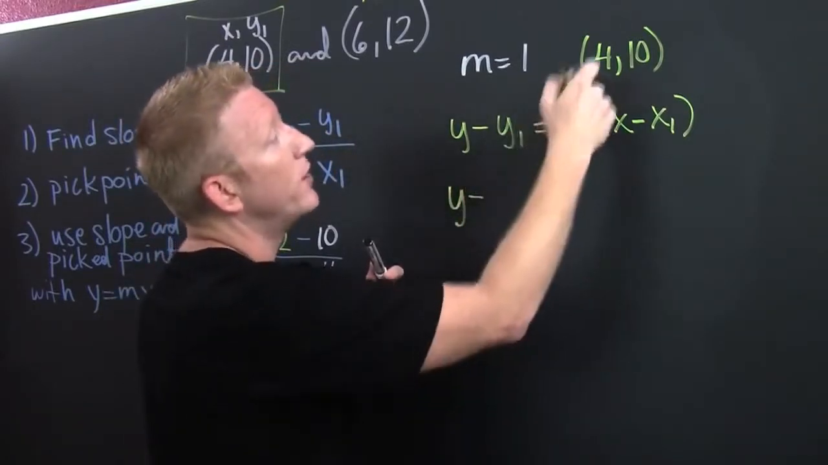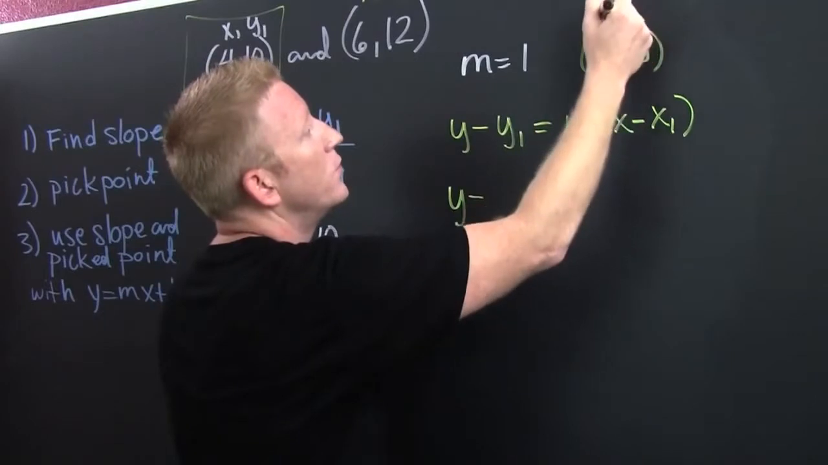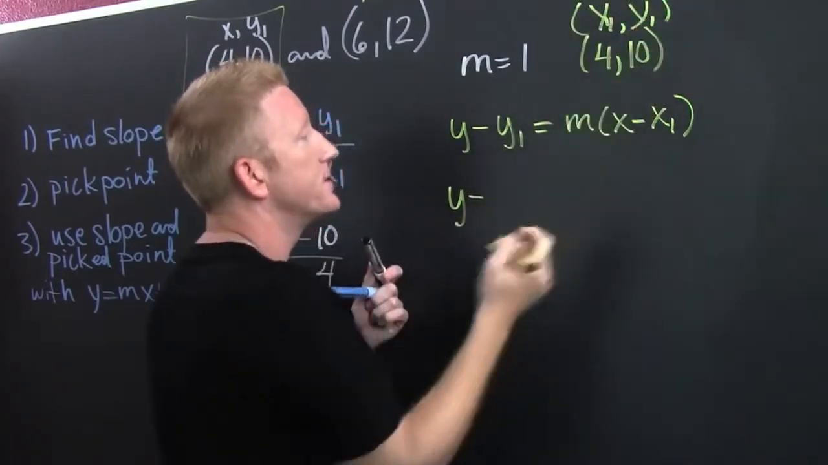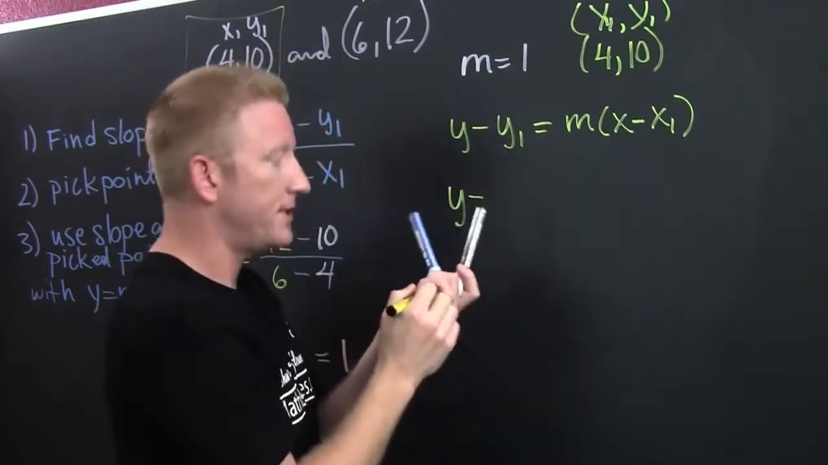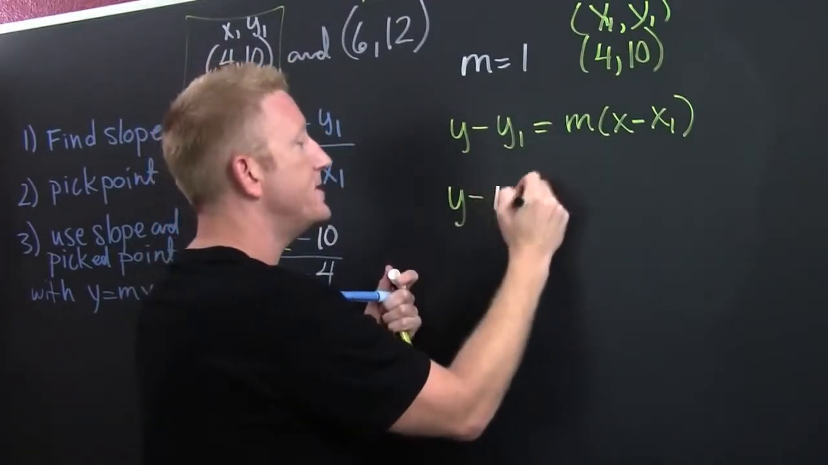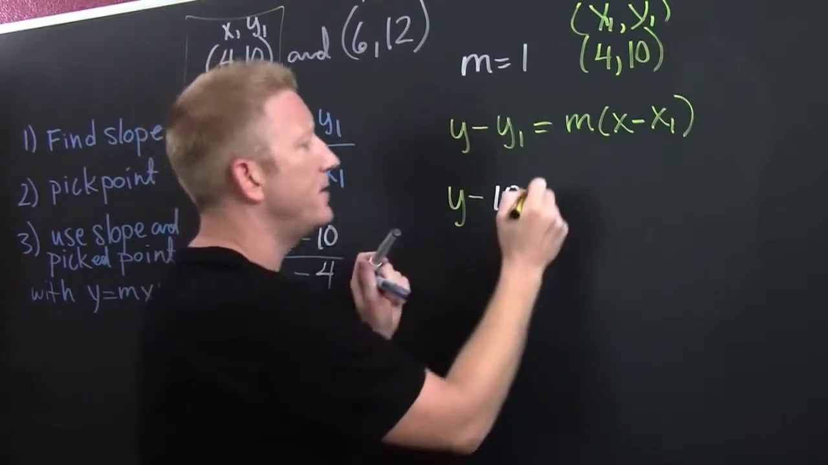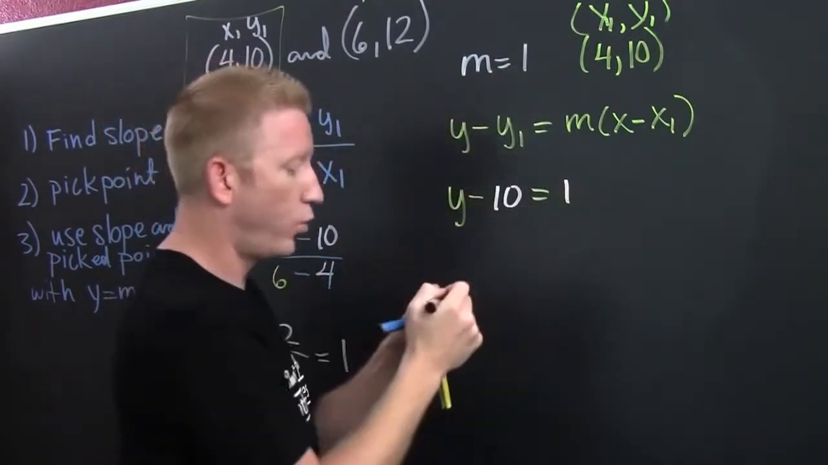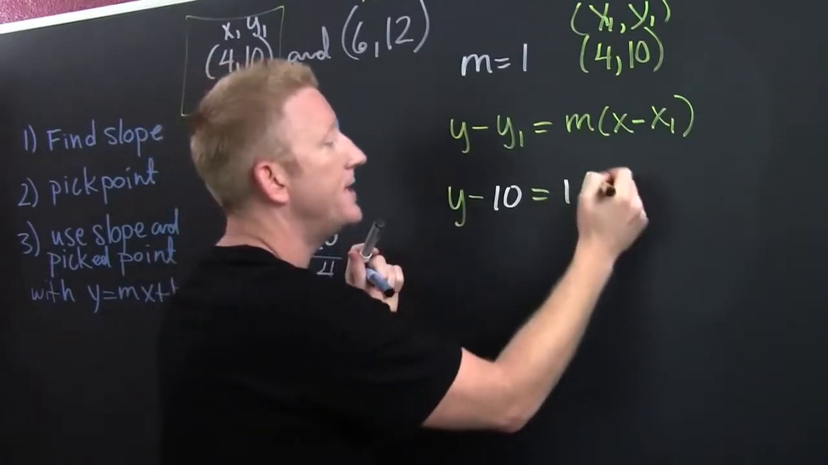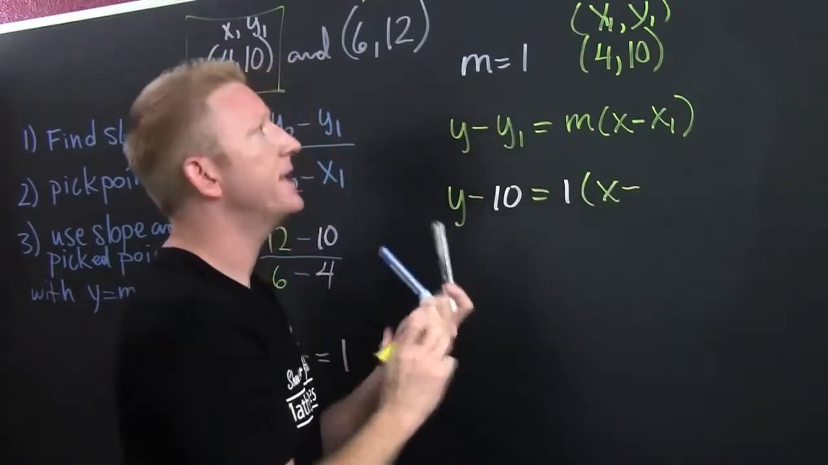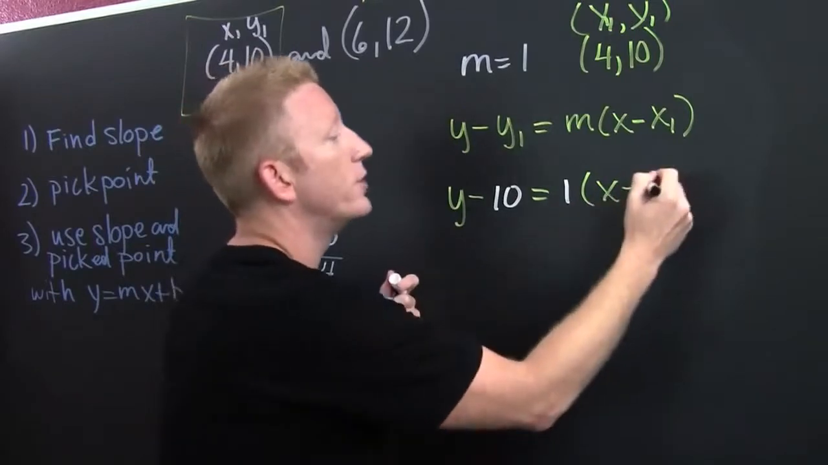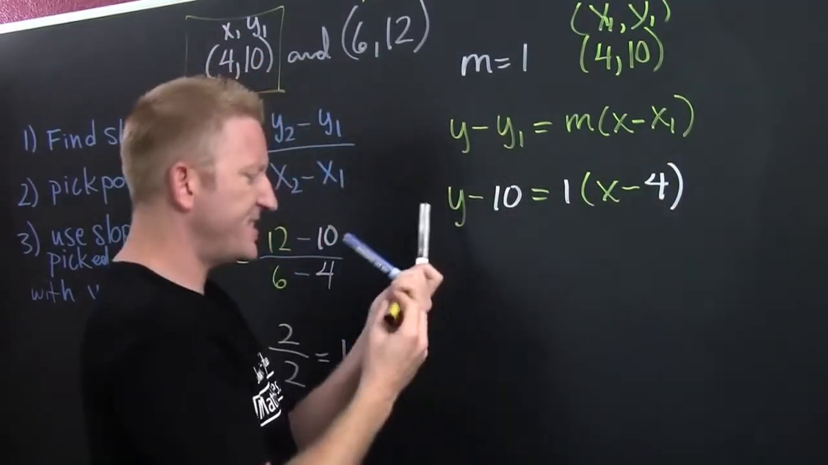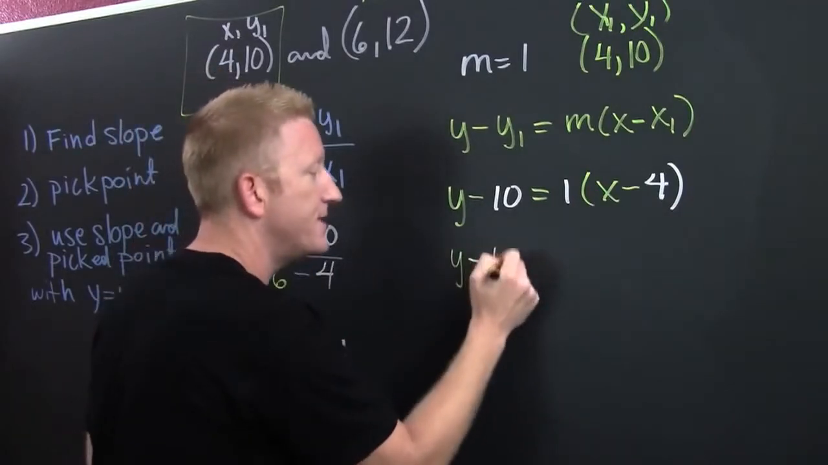So then here we go. Y minus y1, and my point is that my y1 is 10. And then that's going to be equal to my slope, which is 1, times x minus my x1, which is 4. So then I'm going to have y minus 10.